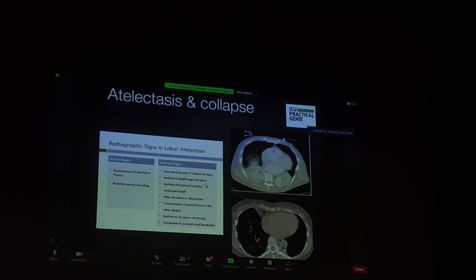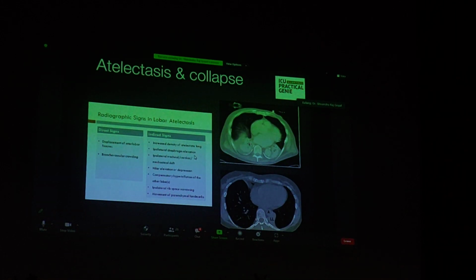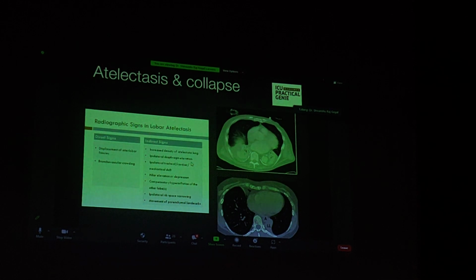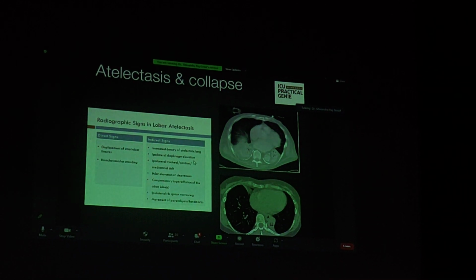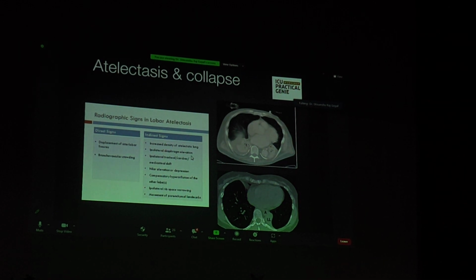Difference between a direct collapse and an indirect collapse. Direct collapse is when the bronchus is occluded. A very likely reason for a bronchus occlusion in an ICU setup is a mucus plug, or it could be a mass, or it could be any foreign body.